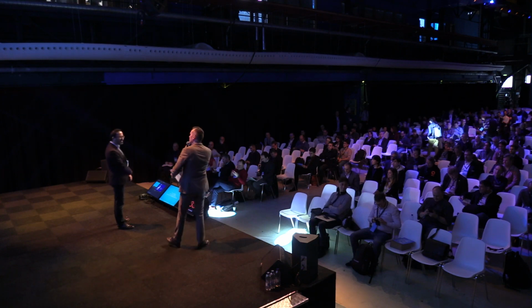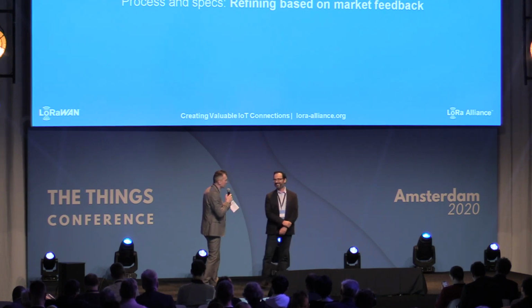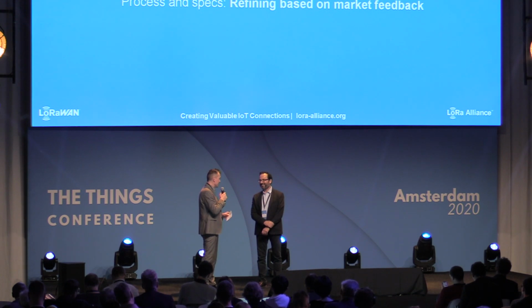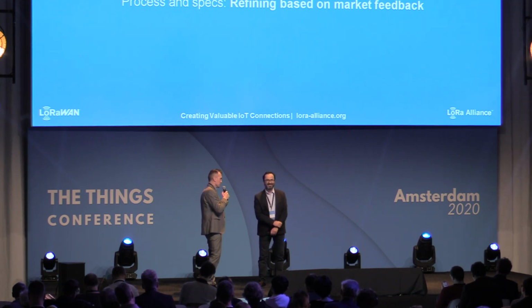I'm not a real techie, but I got this question from the audience. LoRaWAN 1.1, 1.02, 1.03, 1.04. If I would design a new end device, what specifications should I follow? Because for 1.1, the implementation still needs to be validated. Right. But which version do I use?